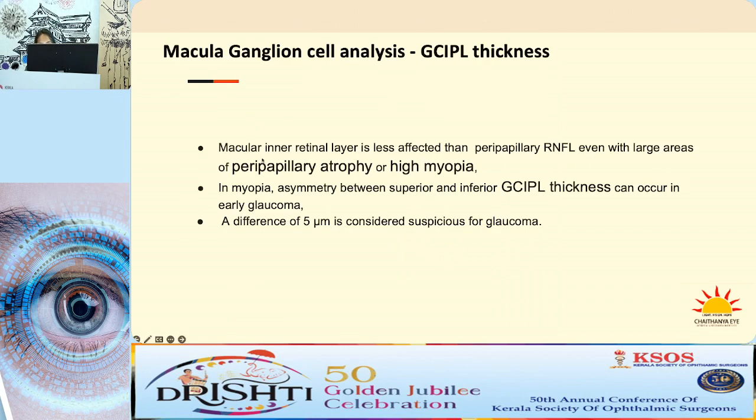A few words on macular ganglion cell analysis. It is also possible with the OCT because the macular inner retinal layer is less affected than the peripapillary RNFL with large areas of peripapillary atrophy or high myopia. And in myopia, this is helpful for diagnosis of early glaucoma.